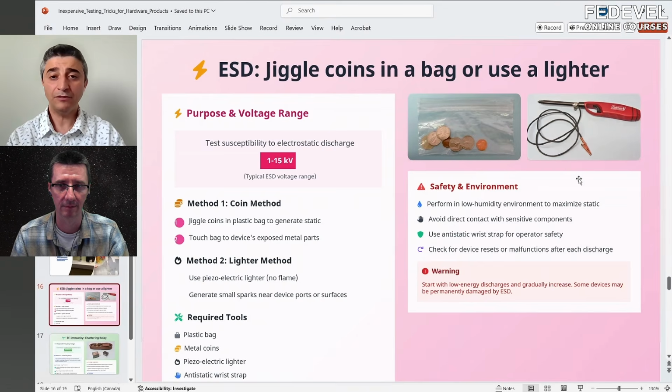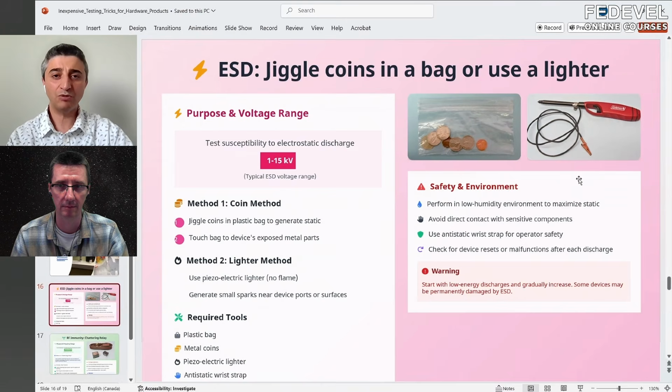Make sure you're doing this experiment in a low humidity environment to maximize the static, because with high humidity, the chances of having high energy will be limited. Try to avoid contacting highly sensitive components and damaging them. So try to do air discharge first. If the air discharge is working fine, then maybe you can go to the contacts or the ports of your product. Start with a smaller voltage.